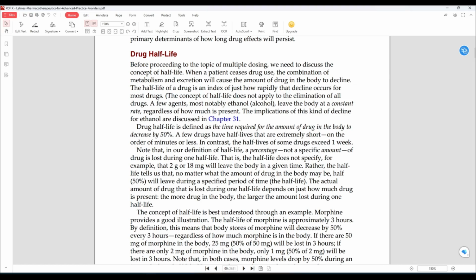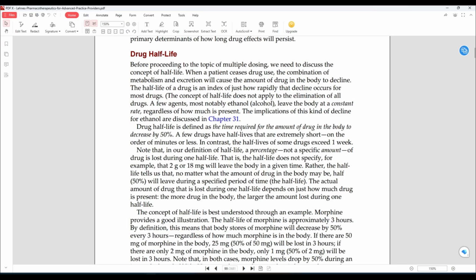Note that in our definition of half-life, a percentage, not a specific amount, of drug is lost during one half-life. That is, the half-life does not specify, for example, that 2 grams or 80 milligrams will leave the body at any given time. Rather, the half-life tells us that no matter what the amount of drug in the body may be, half, or 50%, will leave during a specific period of time, the half-life. The actual amount of drug that is lost during one half-life depends on just how much drug is present. The more drug is in the body, the larger the amount lost during one half-life.